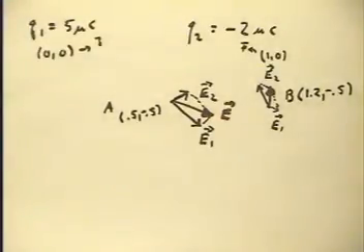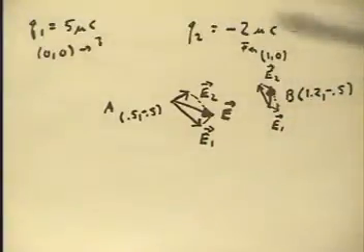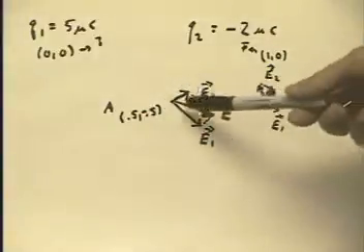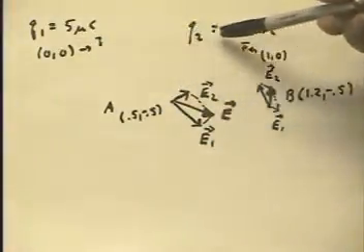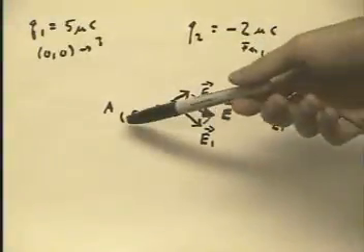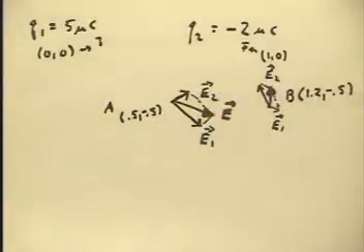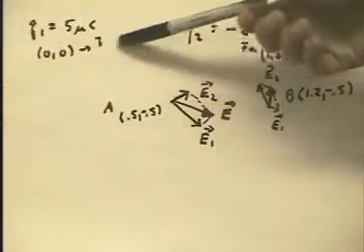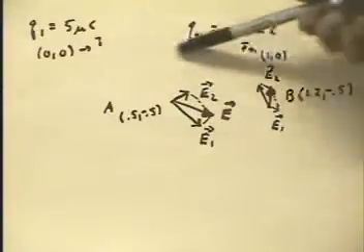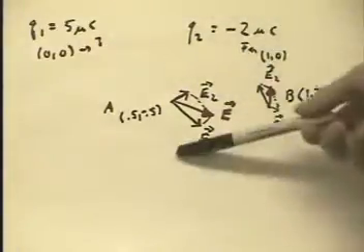Here we see a charge Q1, 5 microcoulombs, and a charge Q2 of negative 2 microcoulombs. The first charge lies at the point 0, 0. The second charge is at the point 1, 0. We want to find the electric field due to these two charges at the point A, 0.5, negative 0.5. This point lies at equal distances from the charges, on the perpendicular bisector of the line segment connecting the charges.